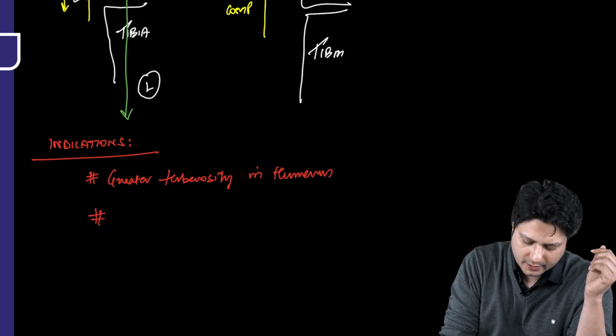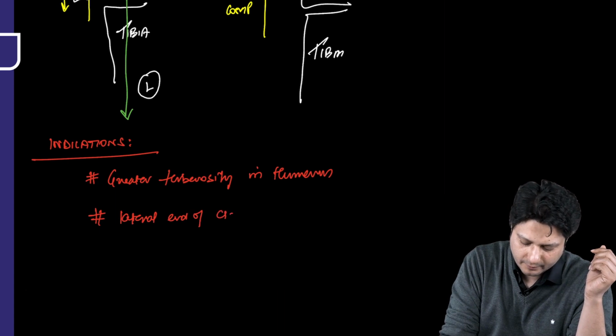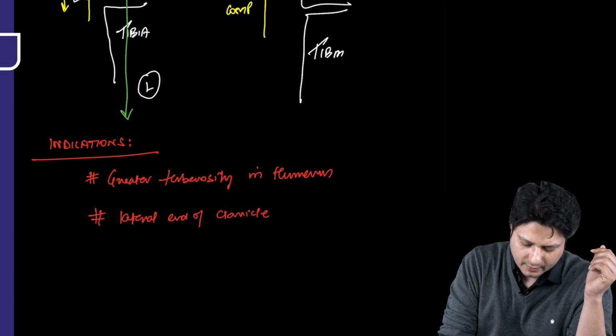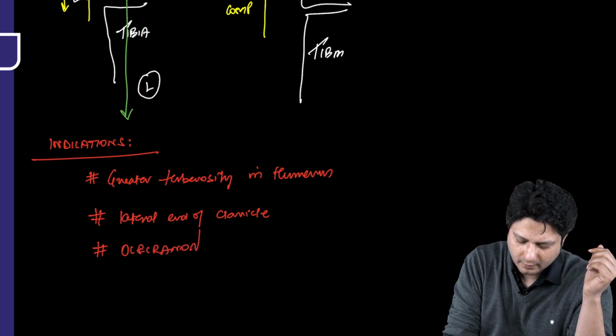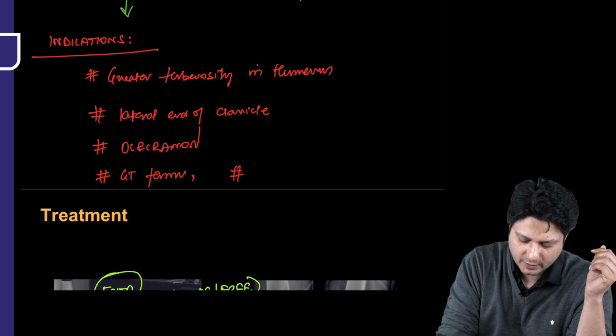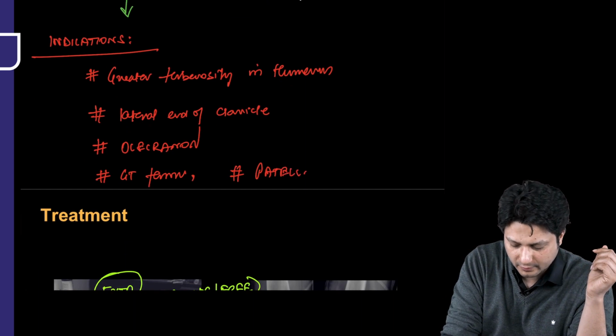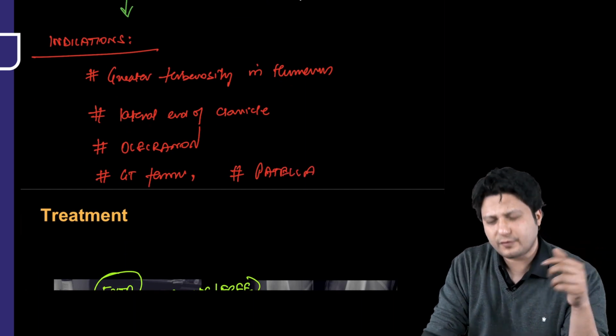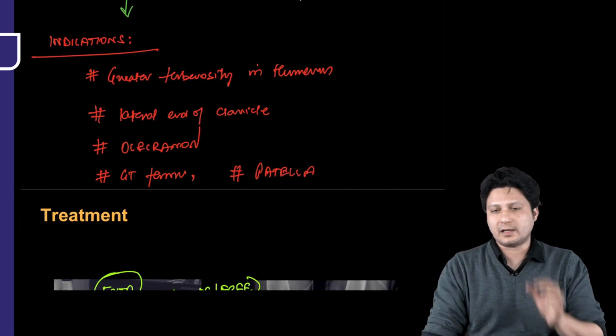Then fracture of the lateral end of the clavicle, then fracture of the olecranon, then fracture of the greater trochanter in the femur. All right, fracture of the patella, we have just talked about and dealt with, and fracture of the malleoli, meaning the medial and the lateral malleolus.